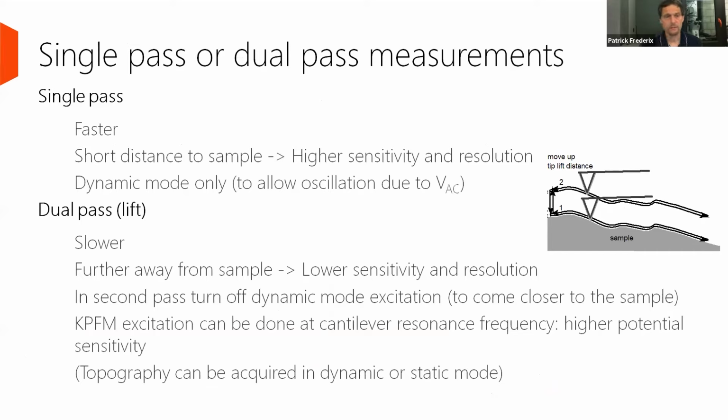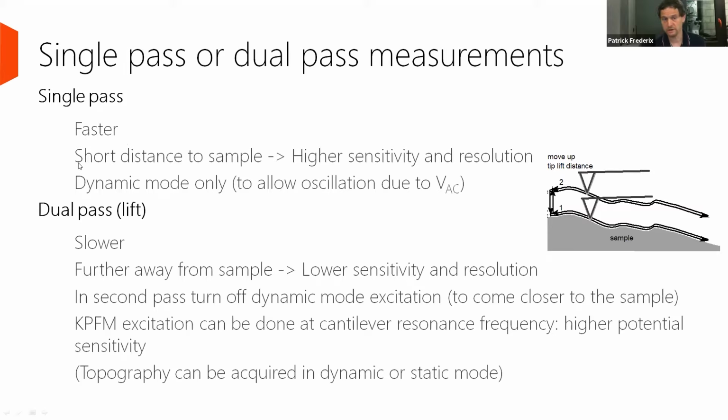If you look into KPFM and you look into the literature, you will find 2 main streams, one going for single pass and one going for dual pass measurements. In single pass measurements, you measure the sample in dynamic mode at the resonance frequency, and while you do that, you apply this AC voltage at the same time and look at a different frequency for this KPFM signal. And you get both signals at the same time. So you only have to scan your sample once to get both your topography and your KPFM signal. So it's relatively fast. It's the same speed as your imaging speed.